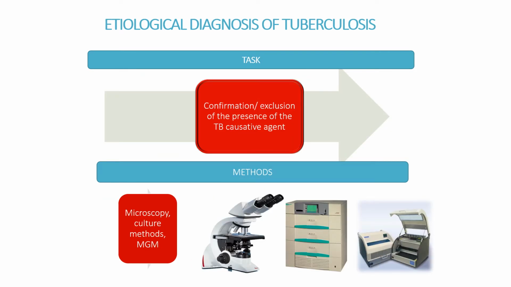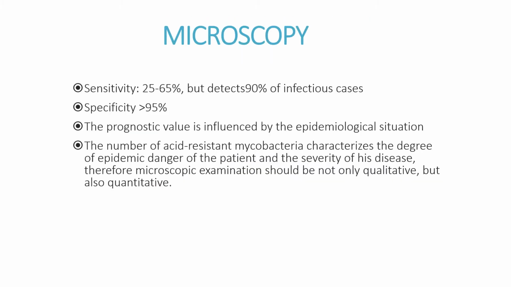And again, for confirmation or exclusion of the presence of a tuberculosis causative agent, methods are microscopy, culture methods, and molecular genetic methods. On this slide, you can see some devices for these methods. Microscopy. Sensitivity is 65%, but it detects 90% of infectious cases. Specificity is about 95%. The prognostic value is influenced by the epidemiological situation.